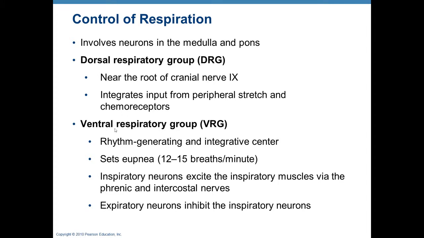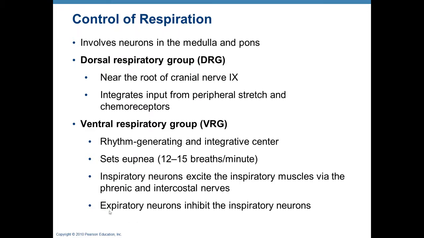And then you have another group of neurons called the ventral respiratory group. These are the neurons that are concerned with setting your breathing rhythm. Eupnea refers to, the prefix EU usually means true, like your true breathing rate, eupnea, which is about 12 to 15 breaths per minute. The neurons in this group send signals to the motor neurons that control your diaphragm and those intercostal muscles, to stimulate them to contract to help control your breathing.